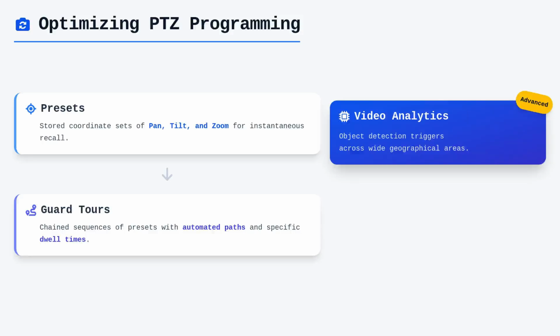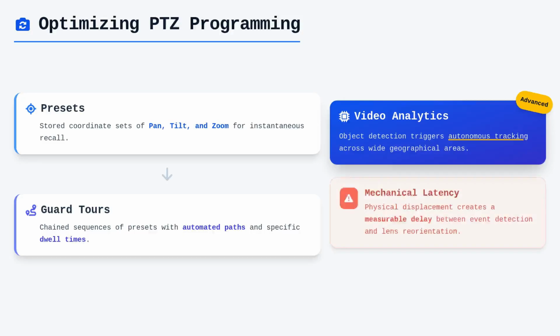For advanced integrators, the true power emerges when these mechanical presets are married to video analytics. For instance, an object detection algorithm can trigger a PTZ unit to autonomously track a moving subject across a wide geographical area. However, it is essential to manage the expectations regarding mechanical latency, as the physical displacement of the camera body always introduces a measurable delay between a detected event and the lens reorienting to follow it.